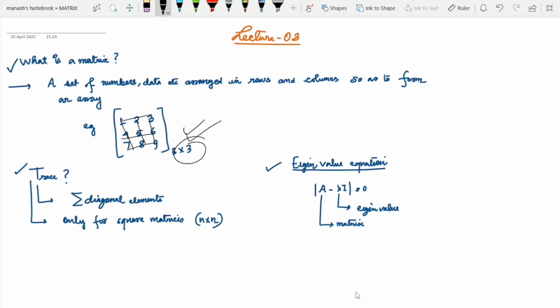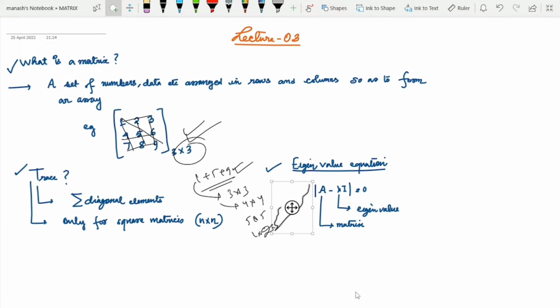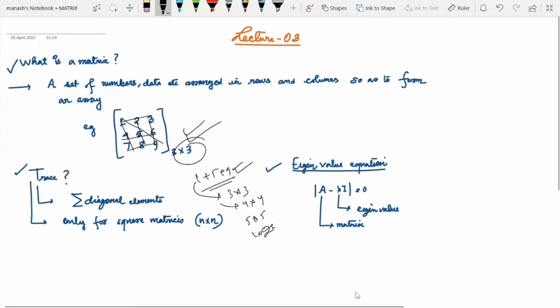Now the next important thing that will come up in the lecture is the trace. The trace is the most important thing. Trace is the sum of the diagonal elements. If you sum the diagonal elements of a matrix, it gives you the trace of the matrix, provided the matrix is a square matrix. Suppose 3 cross 3, 4 cross 4, 5 cross 5, 2 cross 2. So this is 2 cross 2, this is a square matrix.